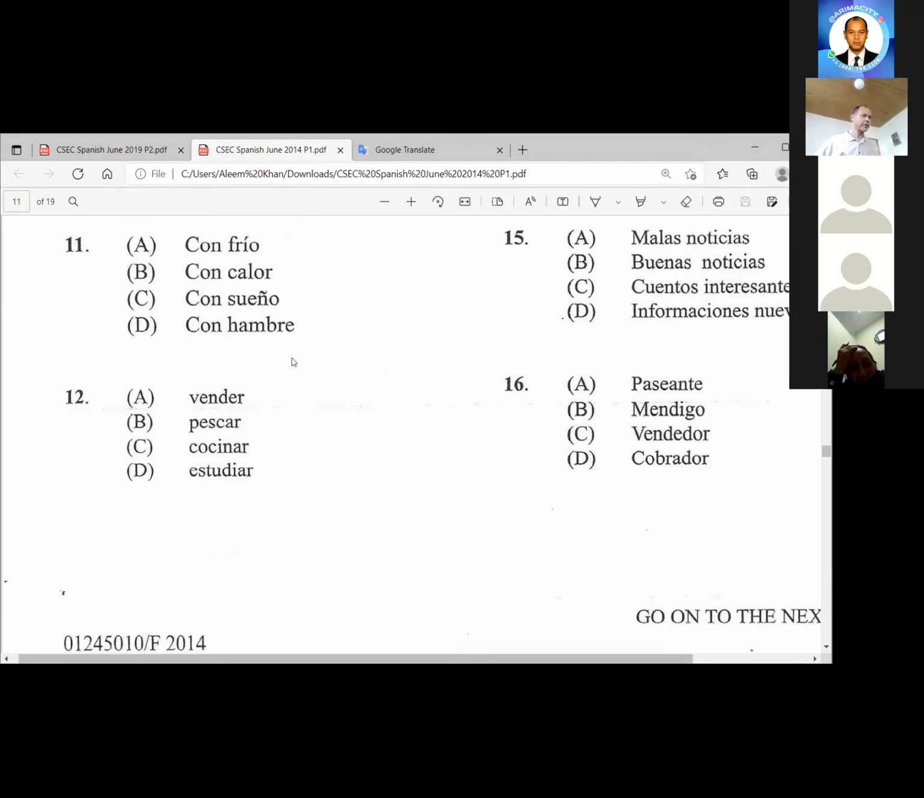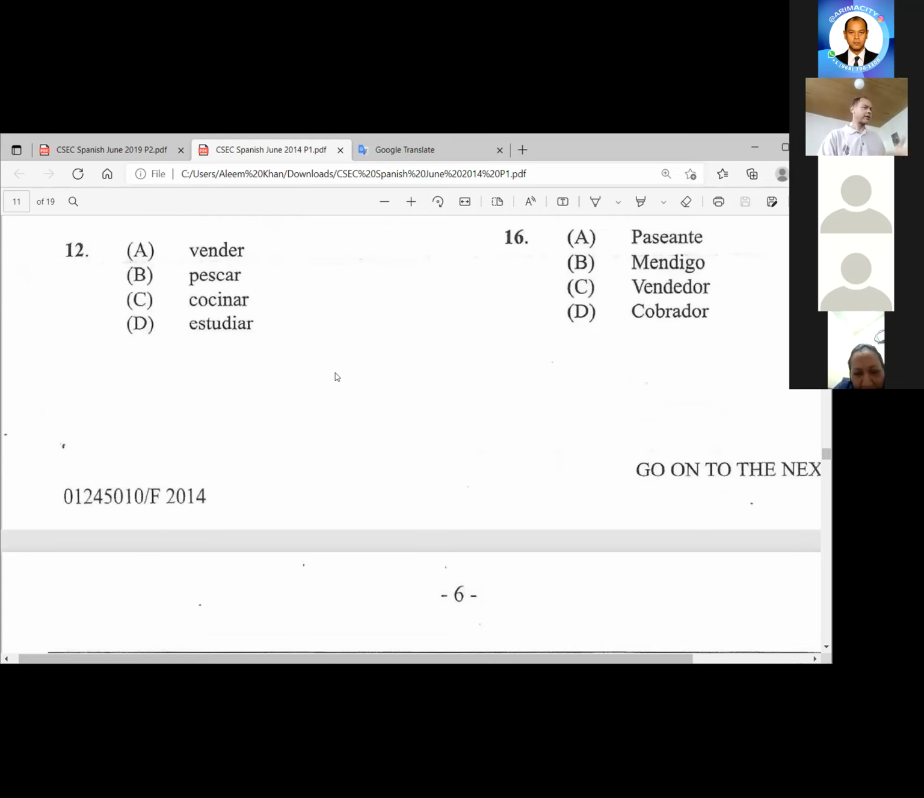Vamos con Yarima. Number 11. La muchacha tiene un suéter puesto. ¿Con qué está pasando su tiempo la muchacha? Con frío. Frío, okay, facilísimo. Y esto es un examen. Ok, entonces vamos a proceder a la 12. Ok, so we are going on to number 12, and that would be María.